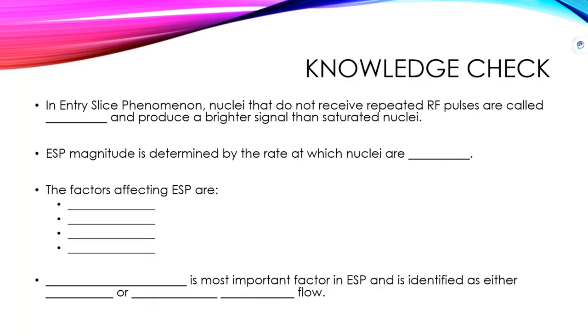That is correct. What are the 4 factors that affect ESP, Laura? TR, slice thickness, velocity, and direction of flow. Perfect. And which one, the last blank, which one is the most important factor and it's identified as blank or blank blank flow? Who can answer that one? Go ahead, Lena. Direction of flow is the most important factor in ESP and is identified as either co-current or countercurrent. Perfect. Co-current or countercurrent flow. Awesome. Any questions about this before we move on to the third phenomenon?